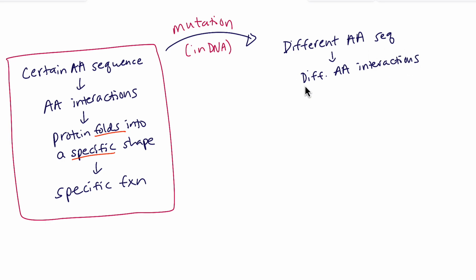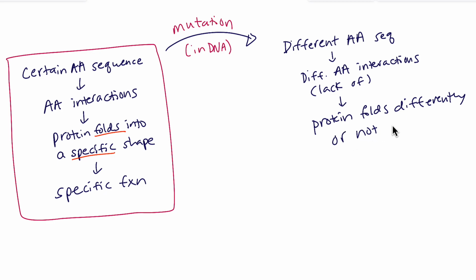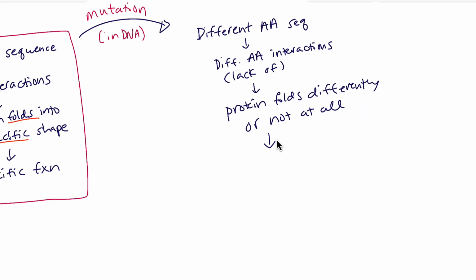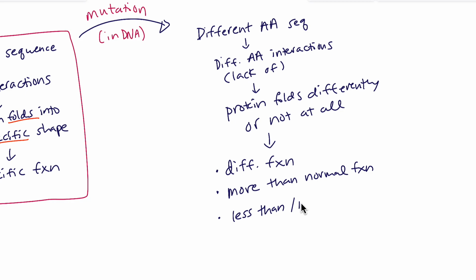So different amino acid sequence can lead to different amino acid interactions or lack of interactions, which means the protein folds differently or not at all. So we have a couple consequences here. One could be that the protein has a different function. One consequence could be that the protein has more than normal function, or it could have less than normal function or no function.